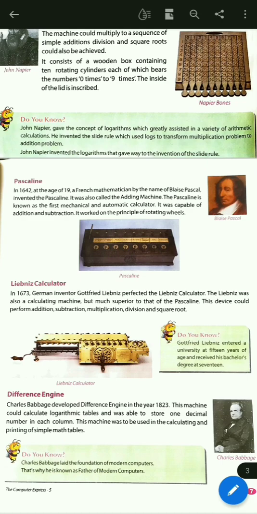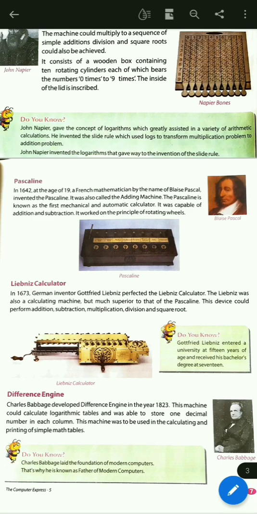At the age of 19, a French mathematician invented a machine which he named after himself. His name was Blaise Pascal, and after his name he named that machine Pascaline. It was also called the adding machine.